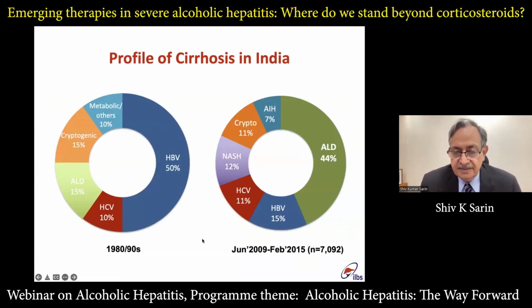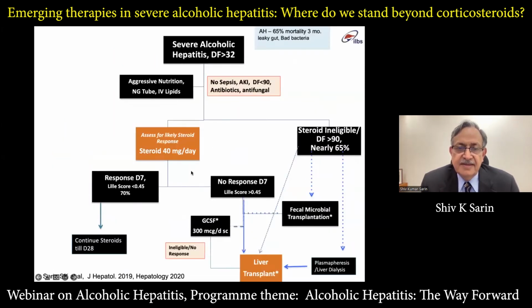Just to give an idea of the trends, earlier when we were studying, Hep B was the dominant cause. Now alcohol is the dominant cause of cirrhosis. This is an algorithm which we proposed. If someone has a DF of more than 32 with alcoholic hepatitis, the mortality is 65% if untreated.